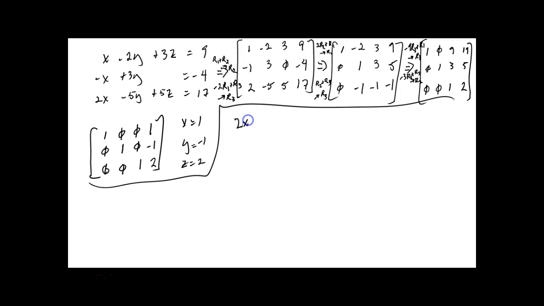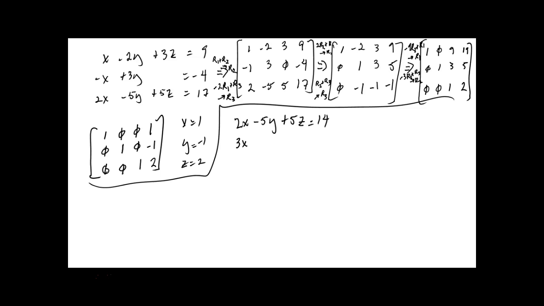2x minus 5y plus 5z is equal to 14. 3x minus 2y plus 3z is equal to 9. Minus 3x plus 4y is equal to minus 18. Okay.